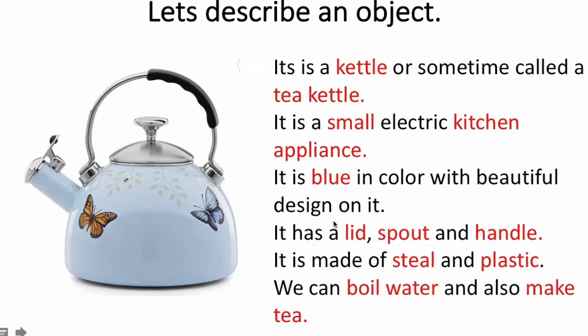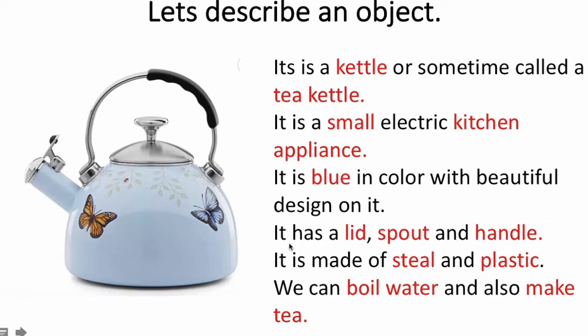Now what is the use? We can boil water and also make tea. So see, we have applied almost all the properties. We have applied the color, the size, the use, and we are also adding one more point, what it is made of, the material.